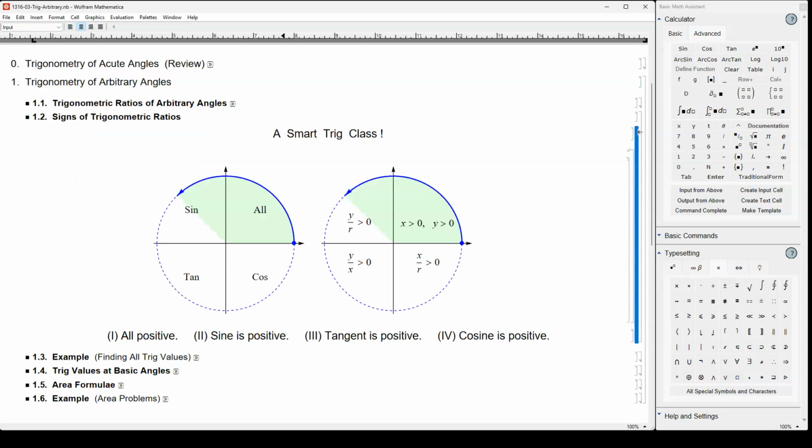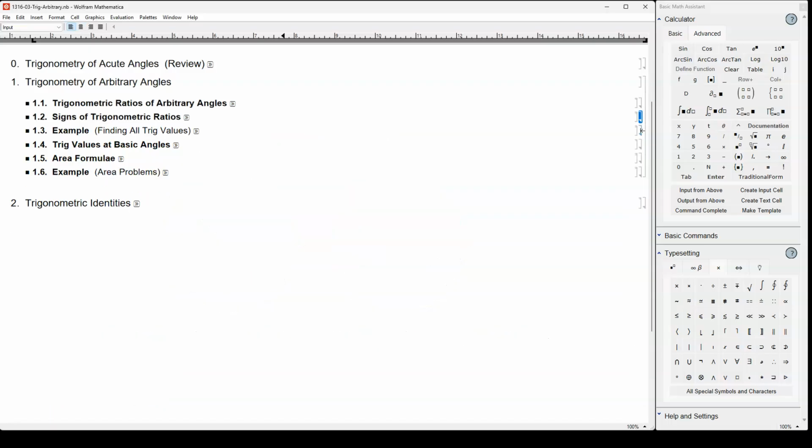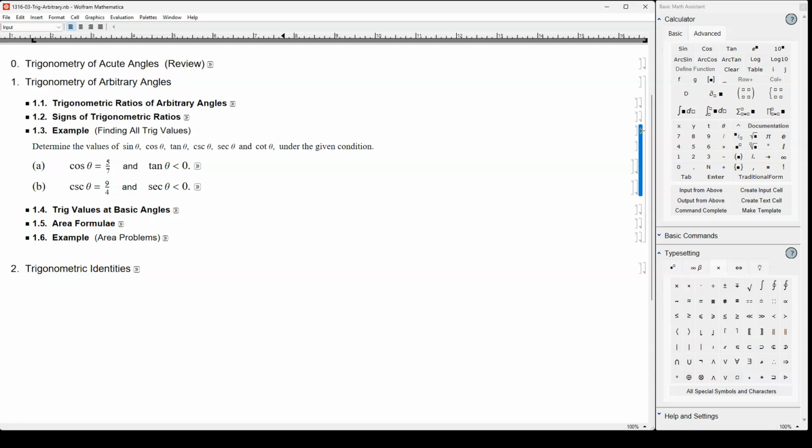And then we went through the signs as well, right? A smart trig class. First quadrant, all positive. Second quadrant, sine is positive, the other two are negative. Third quadrant, tangent is positive, but the other two, sine and cosine, are negative. Fourth quadrant, cosine is positive, but the others, sine and tangent, are negative. A smart trig class. We can use that kind of argument to answer these kinds of problems.